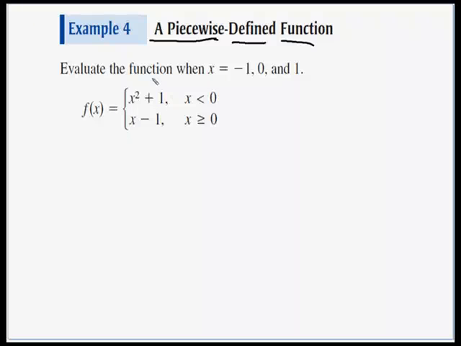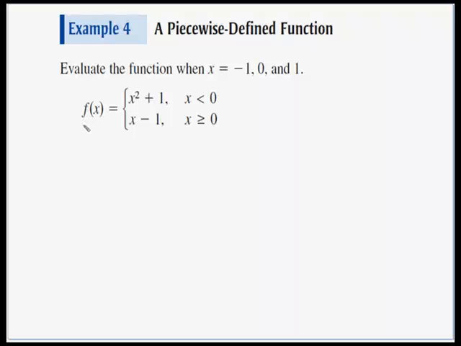Which piece of the function we use depends on what x value we're trying to put into the function. So if we're picking an x value that's less than 0, we take that x value and plug it into the top piece of the piecewise function. On the other hand, for the number 0 itself and all numbers greater than 0, we're going to take those x values and plug them into the bottom piece of the function, x minus 1.